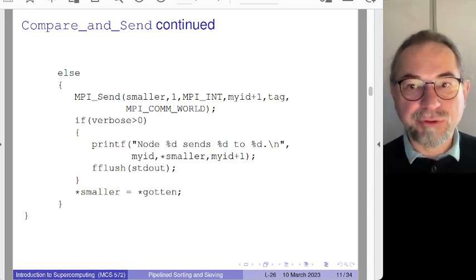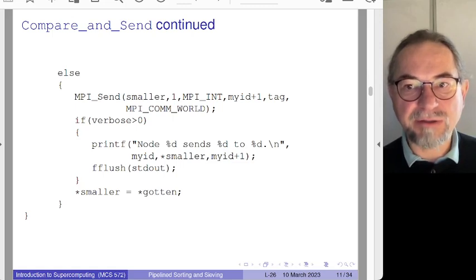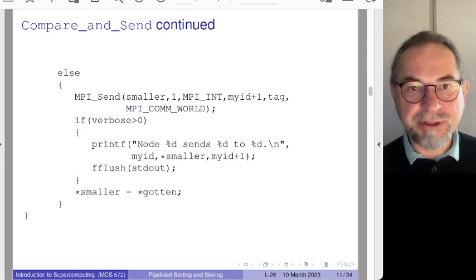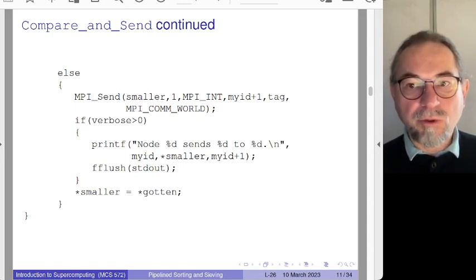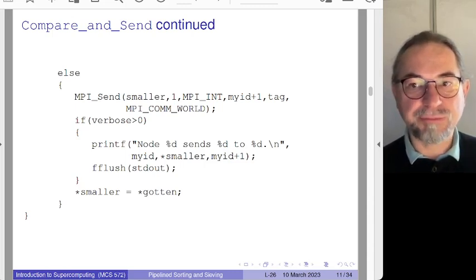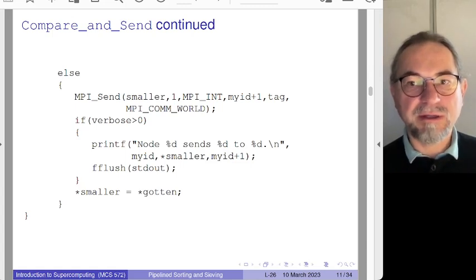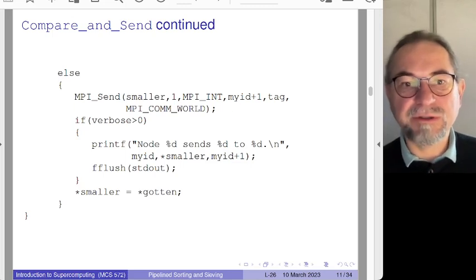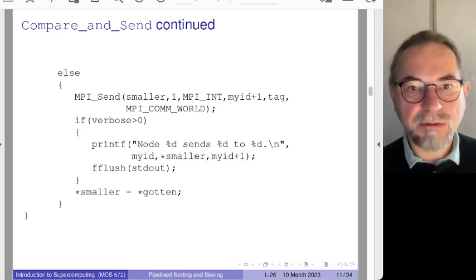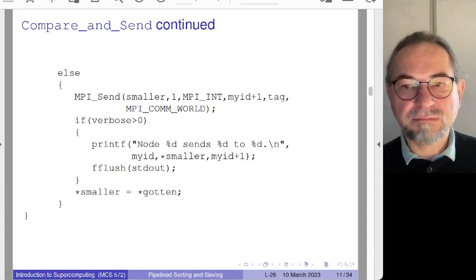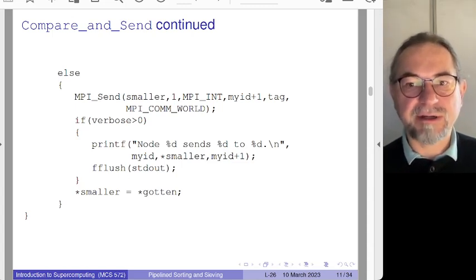It's also very important to realize the data. So the manager node has all numbers, all P numbers in this array N. What the workers have, they have essentially only two locations. They have the smaller and the gotten. They have the number that is currently the smallest number, and then they have the number that is received. So the code is very explicit, but there are a lot of implicit memory locations happening there.